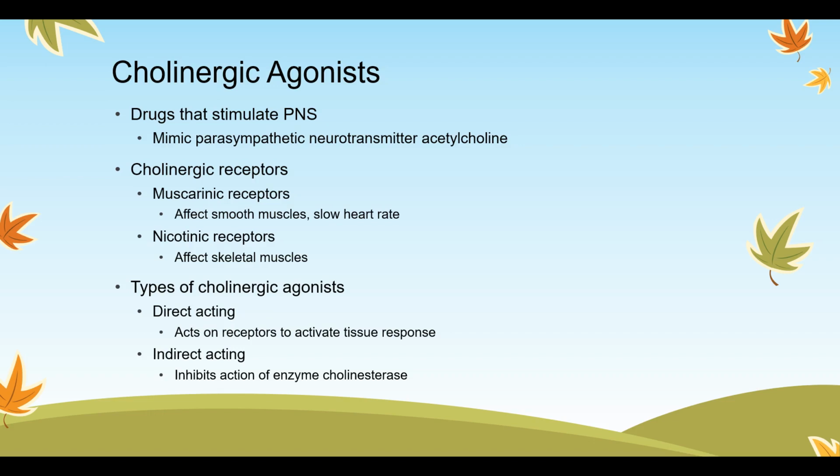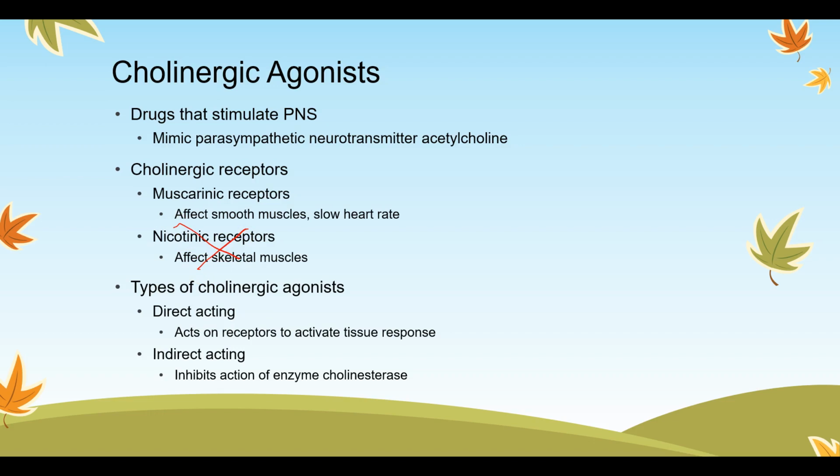So cholinergic receptors, there's two of them. They are muscarinic. That actually affects the smooth muscles. Think of your bladder, and it slows the heart rate. There's also nicotinic receptors that work with skeletal muscles, but we're not going to talk about that, so you don't need to know about that.